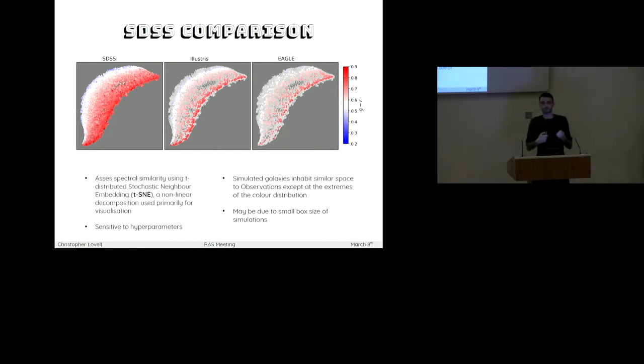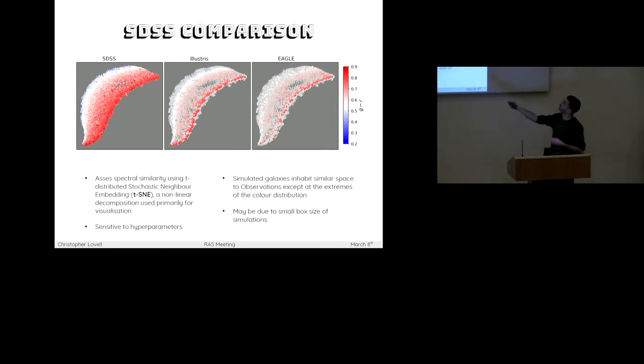This is similar to self-organized maps in that you take a very large multi-dimensional parameter space and collapse that down to 2 or 3 dimensions. It's mostly used in the machine learning community for visualization purposes. So these axes don't represent anything physical or meaningful, but each one of these points is a galaxy. And this is the distribution of the SDSS galaxies that we selected, colored by their g-r color.